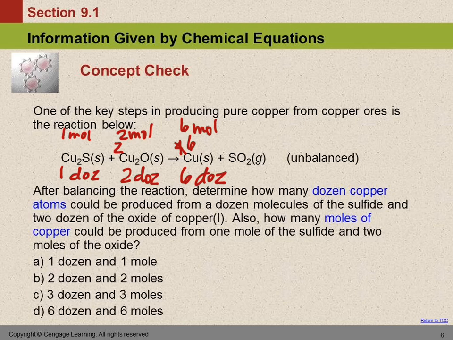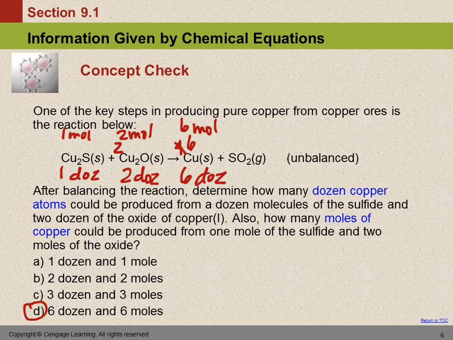Do you see the coefficients are telling us how much of each we need? Dozen and mole are both counting units. And so those coefficients can be interpreted in more than one way. We can have individual number of atoms or molecules, or we can have dozens, we could have hundreds or millions, or we could have moles. So then the correct answer is going to be D, isn't it? We'll get 6 dozen copper atoms if we do 1 and 2 dozen of the reactants, and we'll get 6 moles of copper atoms if we do 1 and 2 moles of the reactants. Any questions?